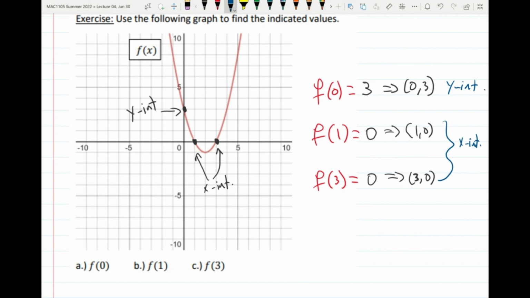So to find a y-intercept of a function, what is it that you do? You plug in 0, right? Because x must be 0. So you just evaluate the function at 0. Whatever number you get, that's the y value of the y-intercept. Now to find an x-intercept is a little bit more complicated. It's not as easy as just plugging in, because to find an x-intercept, the y value must be 0. So you have to find what x gives you y equals 0.